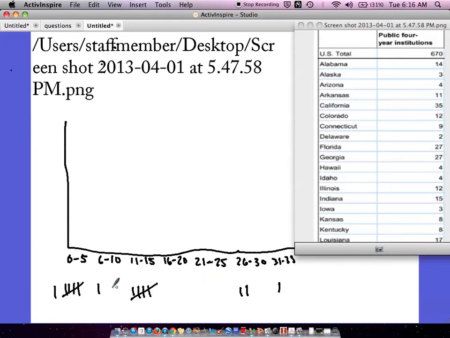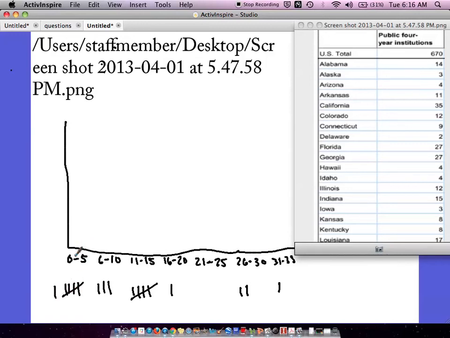3 double 8s, and Louisiana with a 17, with 17 institutions. Okay. So now, off to the side, I'm going to make my numbers as far as how many are in each one of these categories. Now, the biggest number I have is 6.